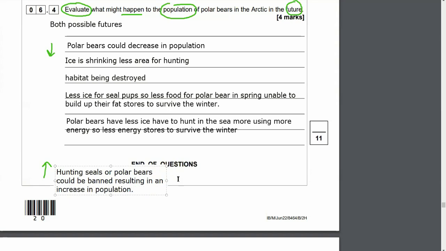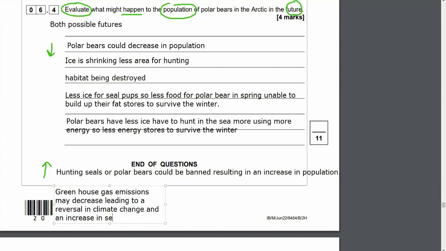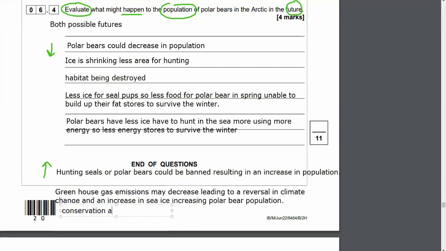Now let's look at the reasons the polar bear population could increase. So hunting seals or polar bears could be banned, meaning greater food supply or just more polar bears surviving. We've got greenhouse emissions. We might reverse climate change by reducing greenhouse emissions. And there's quite a few other possible answers, and you can check these on the mark scheme. The link for it is in the description.